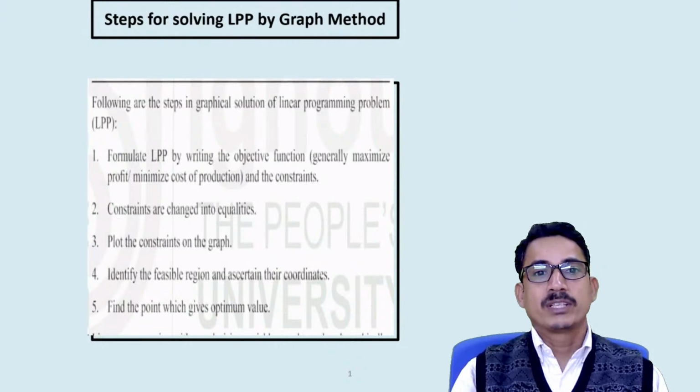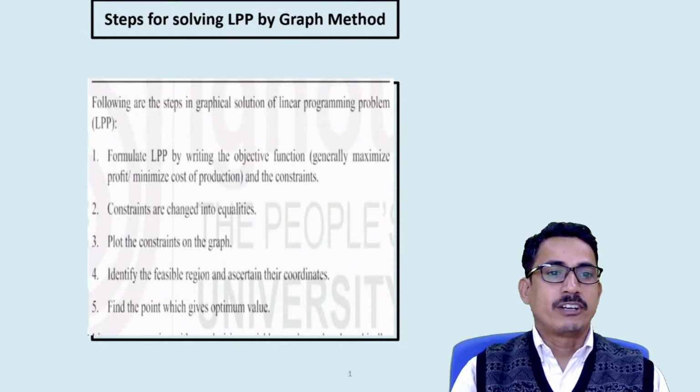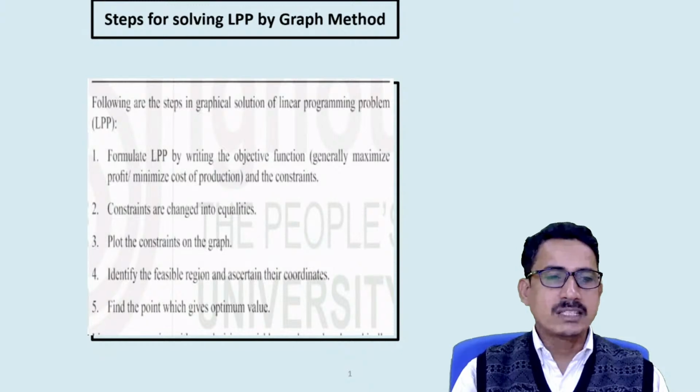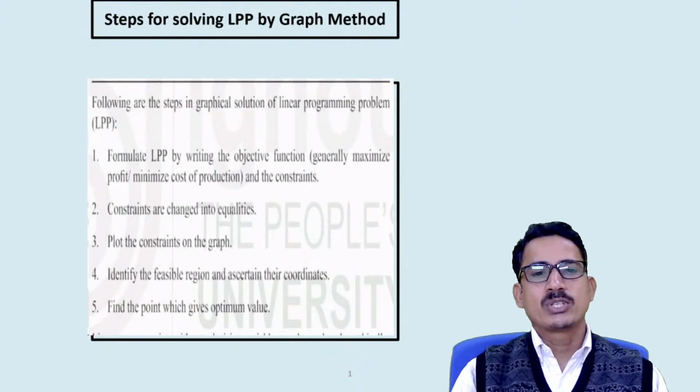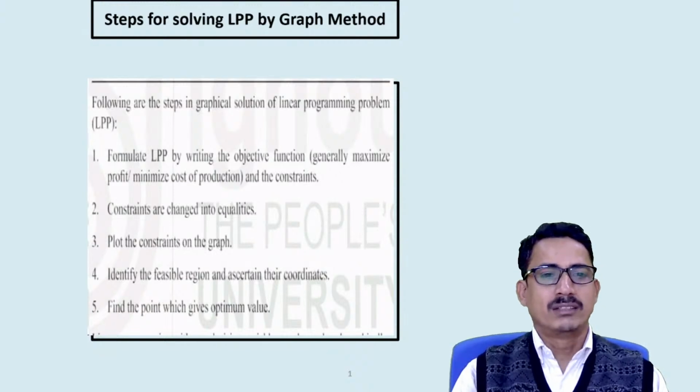Once it is an LPP and there are two variables, then you think about the graphic method. The graphic method, what to do first? First, you convert all the constraints into equality form, because the constraints are always in the form of inequalities or inequations. So first you have to convert them into equation form. Just write there: convert all the inequalities to equalities. Whatever inequation is given, directly put the equal symbol, just replace it by the equal symbol.